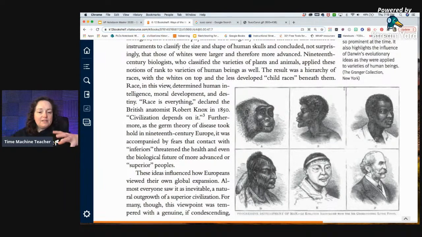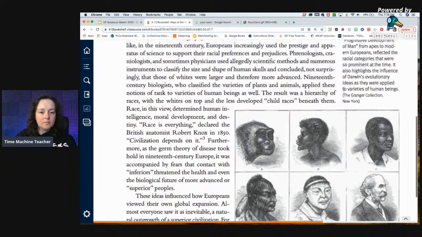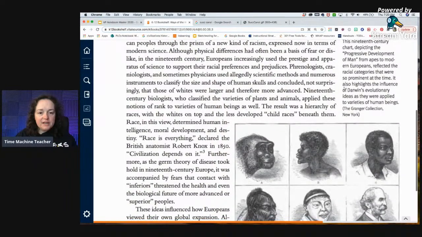So you can put down something like this idea of racial superiority starts to take hold, and Europeans believe because they're superior that they can't mix with inferior races. And also put down that inferior races are like children. They look at them like child races. You'll see that in some of the documents that we're going to read.